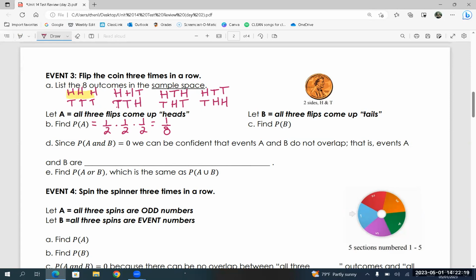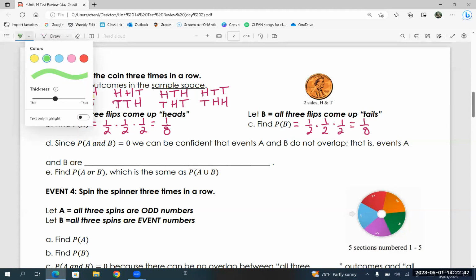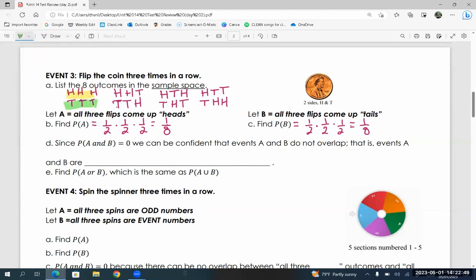All 3 flips come up tails. So to get tails would be 1/2 times 1/2 times 1/2, because the probability of getting tails is 1/2. This is an and, so I want tails and tails and tails. So we're allowed to multiply our probabilities, and that would also be 1/8, which again matches up because getting all tails is 1 out of the 8 options in our sample space above.